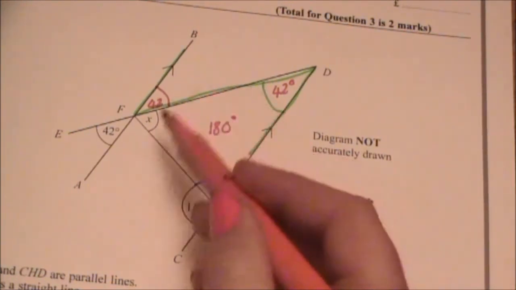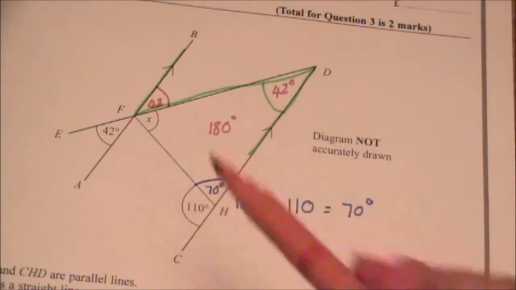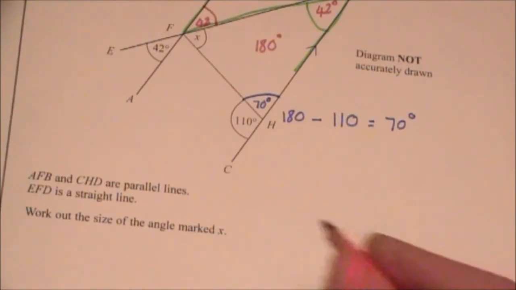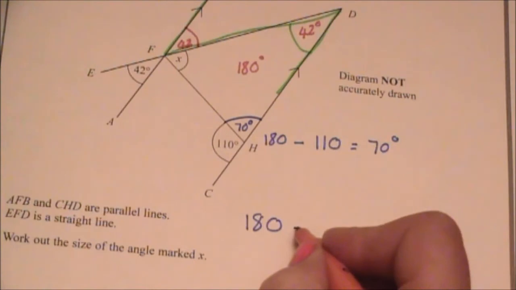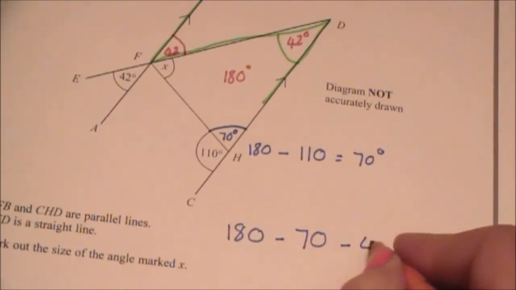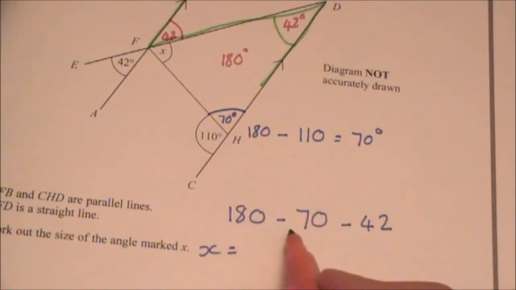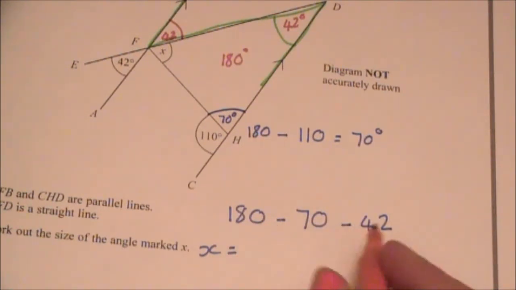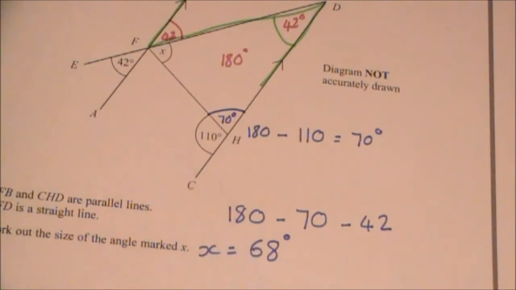So now I know that my triangle has one angle worth 70, one angle worth 42, and an angle I don't know. In order to find that angle I don't know, I can take my full triangle, I can subtract my 70 degree angle, and I can subtract my 42 degree angle, and then I'm going to be left with x. So 180 take away 70 is 110, take away 42 is 68 degrees. So my angle is 68 degrees.